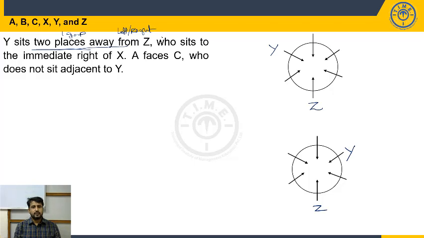Who means I am talking about Z. Z sits to the immediate right of X. So Z is immediate right of X. This is the immediate right side.